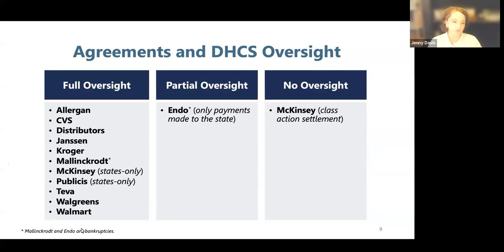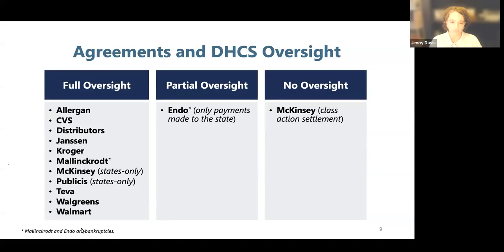The ones that we do have full oversight over include Allergan, CVS, Distributors, Janssen, Kroger, Mallinckrodt, which is a bankruptcy, which is why it has that little asterisk there, McKinsey, Publicis, they say states only, I'll get back to that in just a second, Teva, Walgreens, and Walmart. We have McKinsey and Publicis listed here in full oversight, and I know for the folks looking over at no oversight, it also says McKinsey. This is because those are technically two different settlements.